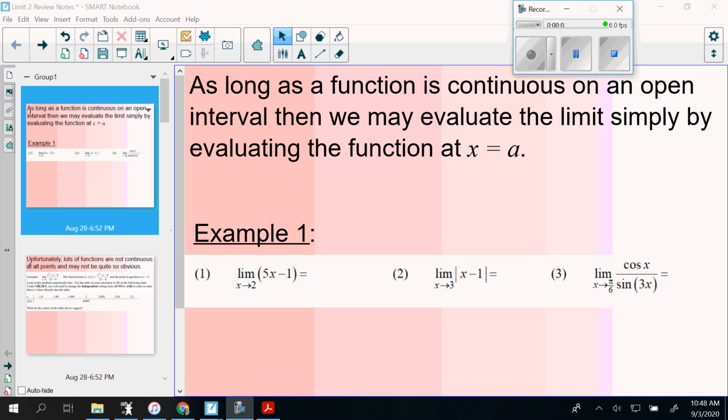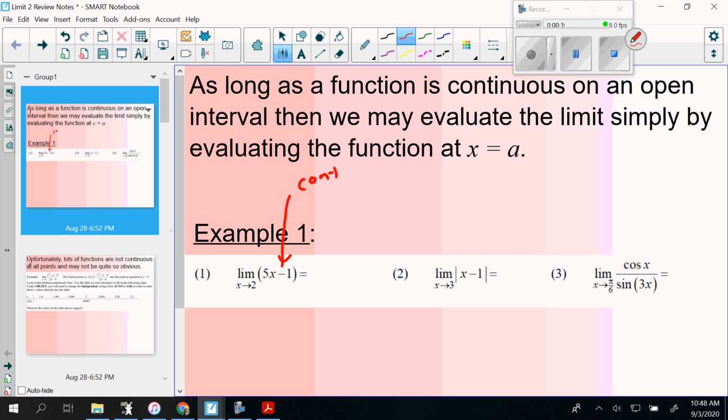As long as a function is continuous on an open interval, then we may evaluate the limit simply by evaluating the function at x equals a. So some examples of this, our first function here is 5x minus 1. That's just a slope-intercept line that is going to be continuous everywhere. And so if it's continuous everywhere, we should be able to just plug in the value of 2 for x and use substitution to find this one out.